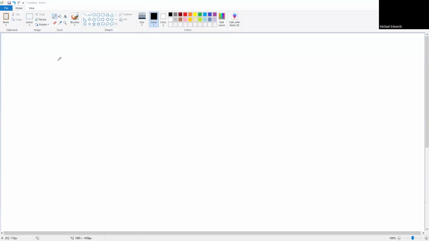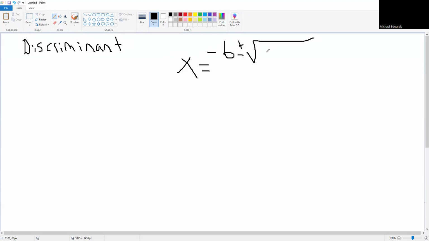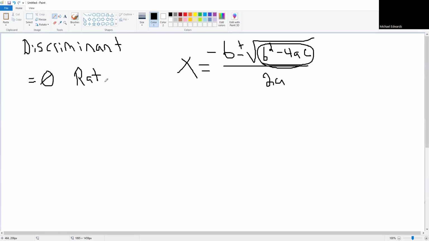The last section of the book talks about the discriminant. Okay, discriminant. That is talking about when we have the quadratic formula and we have the b squared minus 4ac, all over 2a. This is the discriminant. Now, if that discriminant equals 0, then our solution is rational.